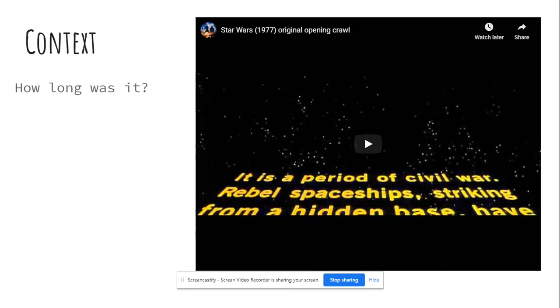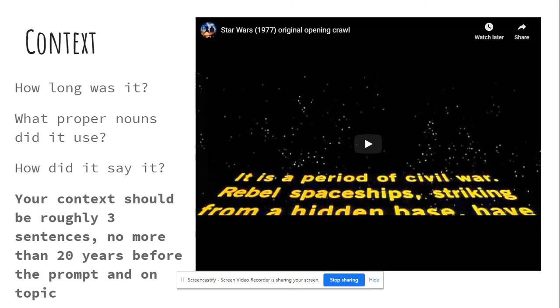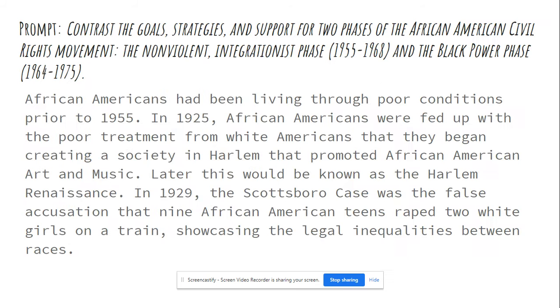We use the Star Wars crawl as our benchmark, right? It's about 3 sentences. It uses clear details in its terminology. It says it in a detailed yet clear way. So our idea there was, let's do about 3 sentences. Let's stay on topic and about 20 years prior. Yes, there's some wiggle room there, but make sure it's context that addresses the topic at hand, and not just on topic and super far ago, but still relevant.